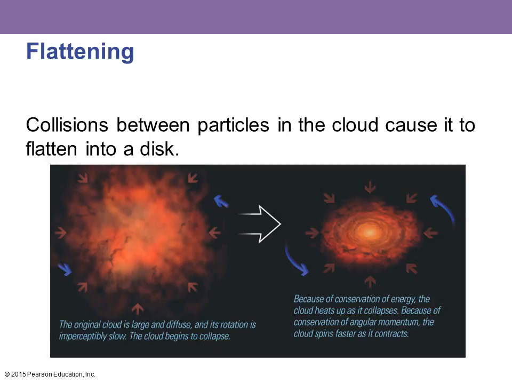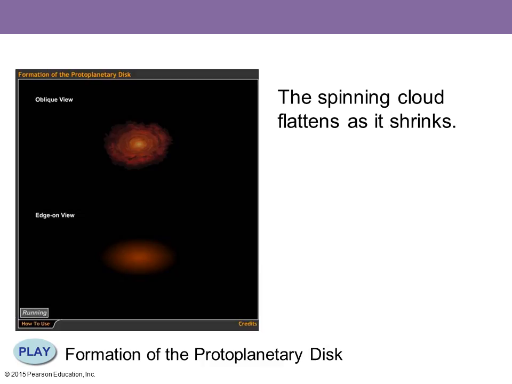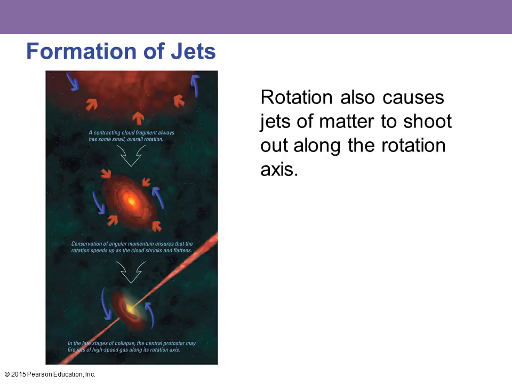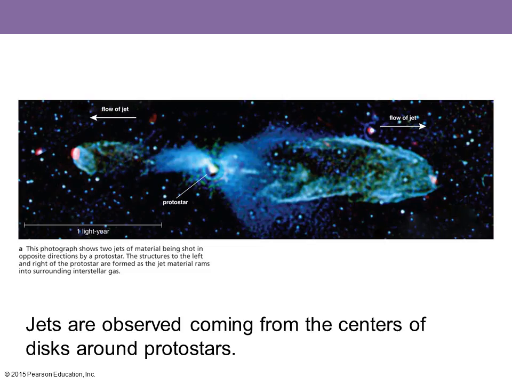It also flattens because of the collisions between the particles. So we naturally get a disk of particles spinning faster and faster and closer in. The spinning cloud flattens as it shrinks, and that rotation will actually cause jets of matter to shoot out along the rotation axis. So we see kind of the waste product of this spinning action with these jets of gas.